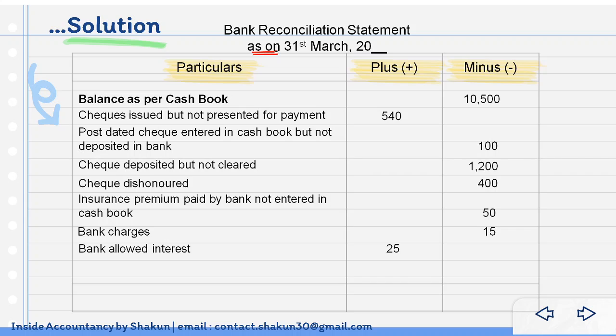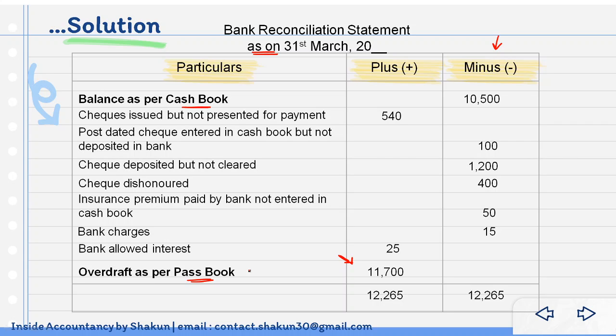So after you record all the transactions, you must find out the balancing figure. As you can see, the greater total is on the minus side. So we'll write the greater total on both sides. Then we'll find out the balancing figure and write it on the lesser side. This is the balancing figure, and it will be overdraft as per passbook. Since we started with the cash book, obviously we end up with the passbook. So this is how we solve the question.